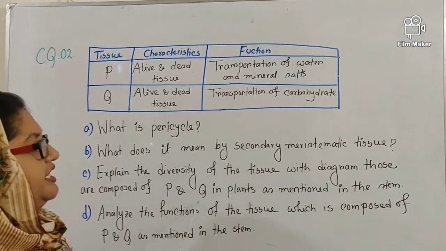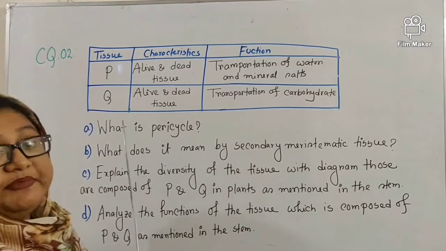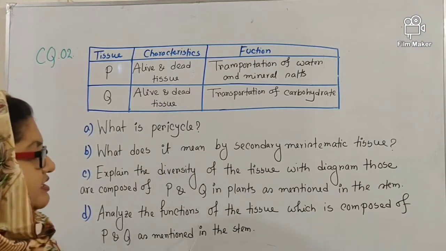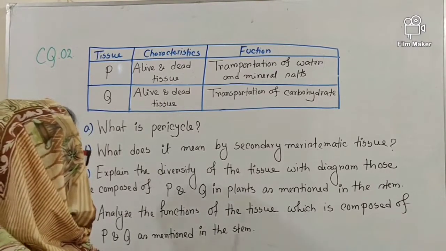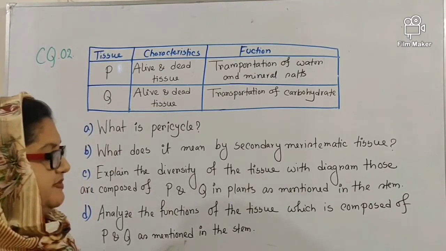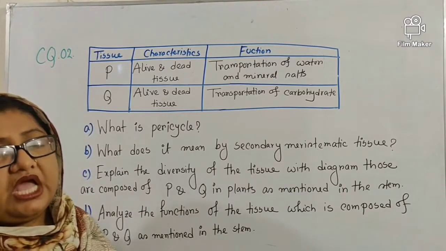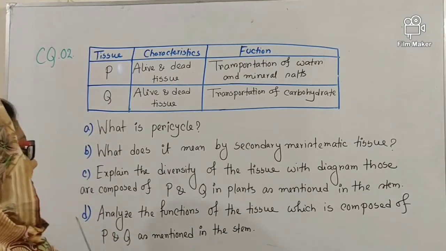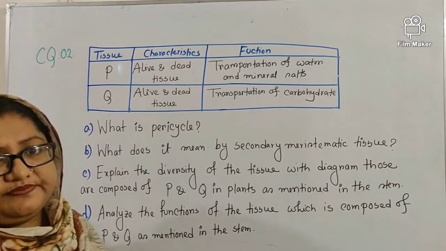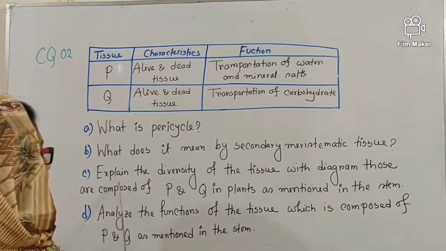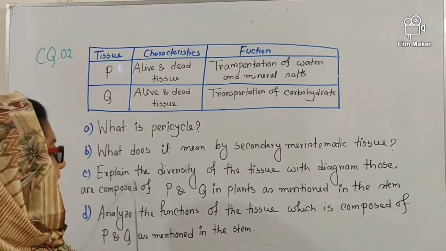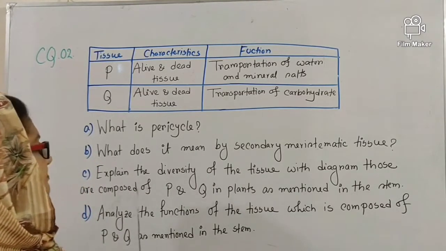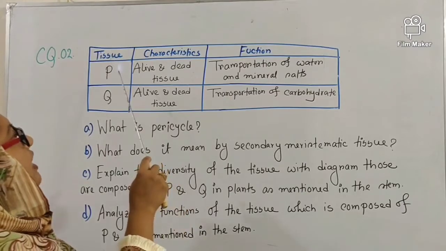Those are composed of P and Q in plants as mentioned in the stem. The next question is, analyze the functions of the tissue which is composed of P and Q as mentioned in the stem. Now, my dear students, you can see that question number C and question number D are from the stem. In case of question number C, you can see, explain the diversity of the tissue with the diagram. Those are composed of P and Q.